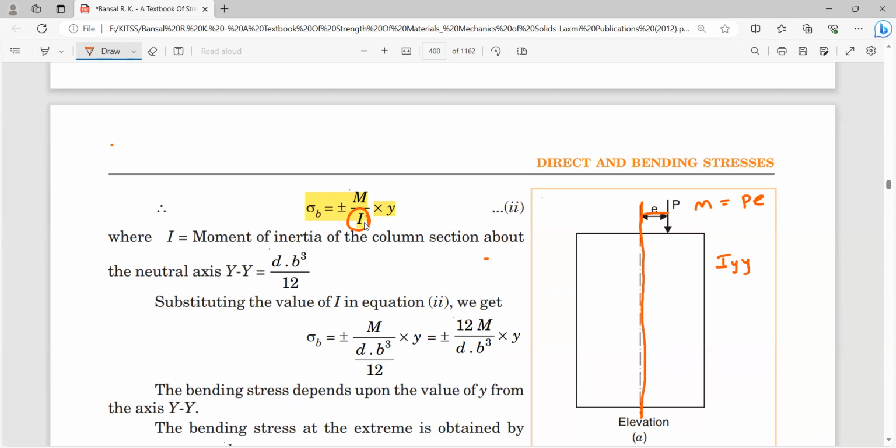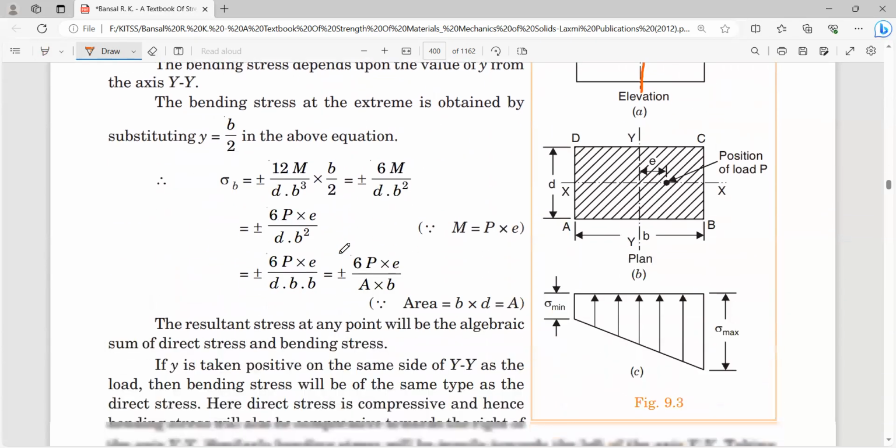Iyy for the rectangle section is d b cubed by 12. So we substitute I equal to d b cubed by 12 and y. For the rectangle section, moment of inertia is d b cubed by 12. If it is a circular section, it is pi d power 4 by 64, which we have to use.